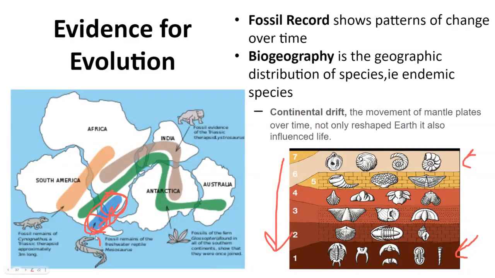So if I see this particular fossil on this third level in Africa, but I see it on the seventh level in South America, I might assume that the animal migrated over time to that area. But if I see them both at the same level in the same kind of dirt, then I might assume that they were connected by a land bridge. So that is biogeography, which helps make evidence for evolution.